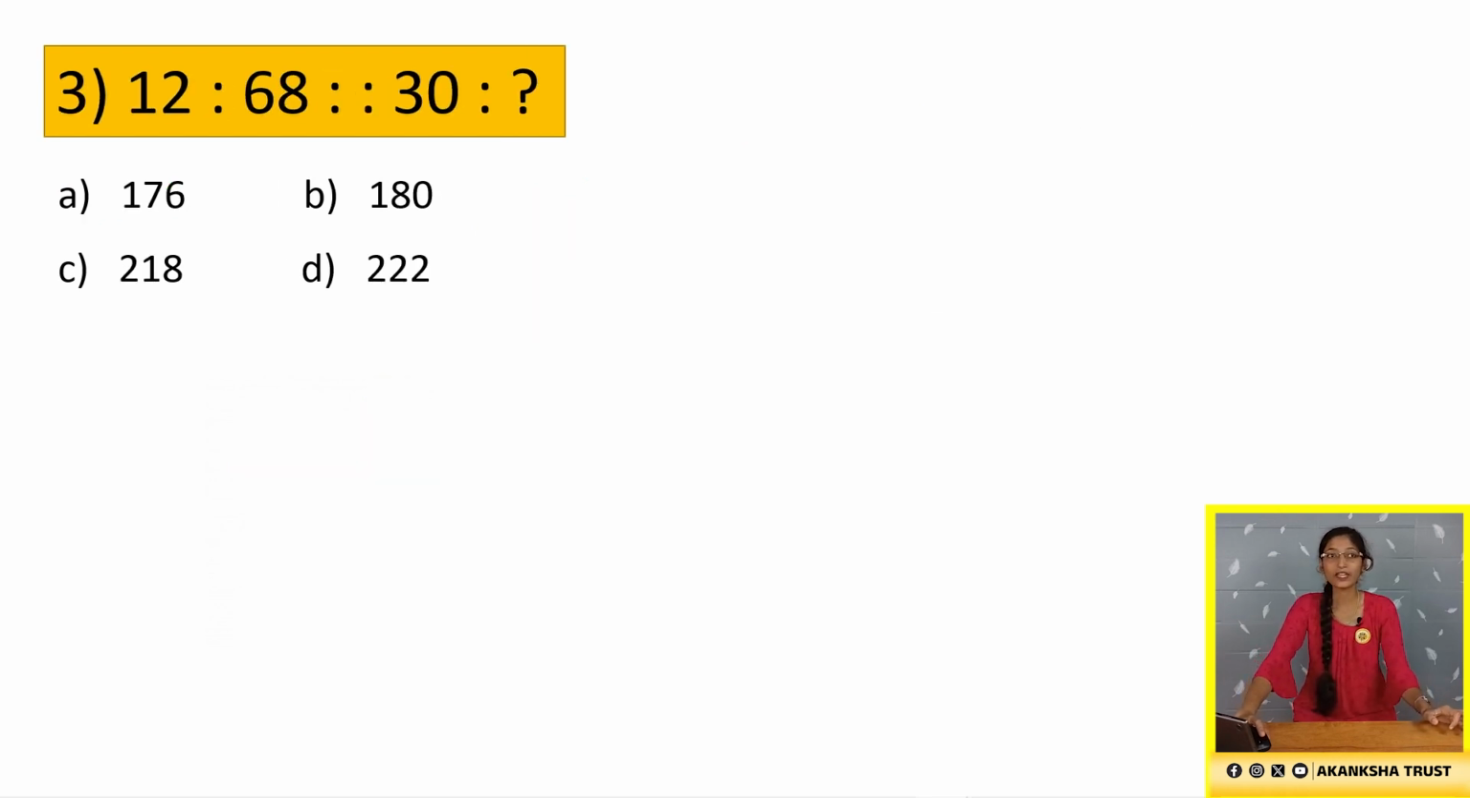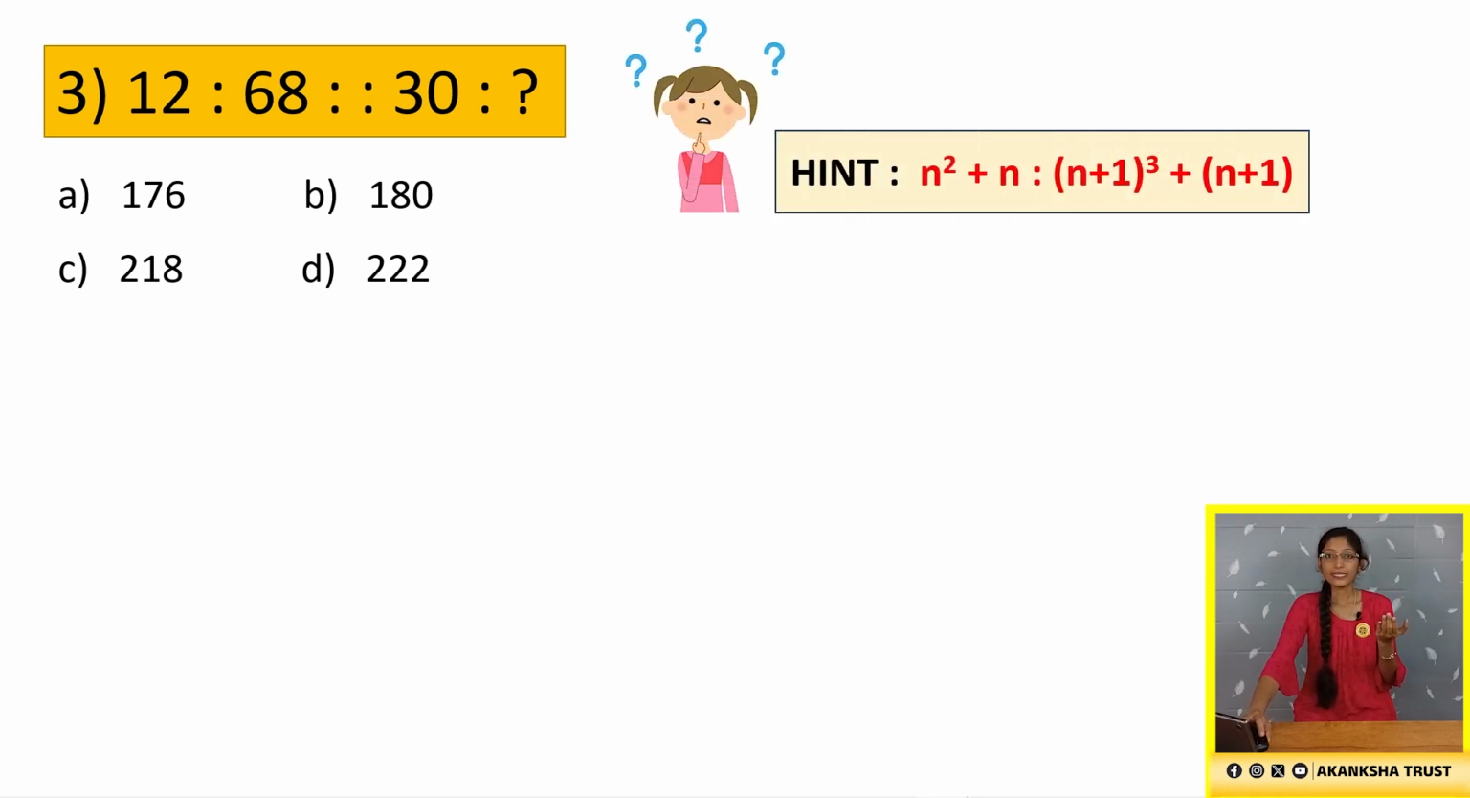Question number 3. 12, 68, 30, question mark. What is the first set? 12 and 68. The second set? 30 and question mark. Okay, very easy. I will tell how it is. Let's see the hint. n square plus n is the first number. Then n plus 1 whole cube plus n plus 1. The hint looks a little bit difficult, but still I will explain how it is. Very easy.